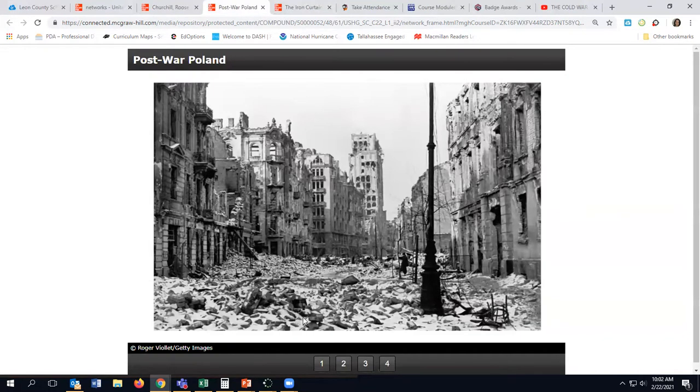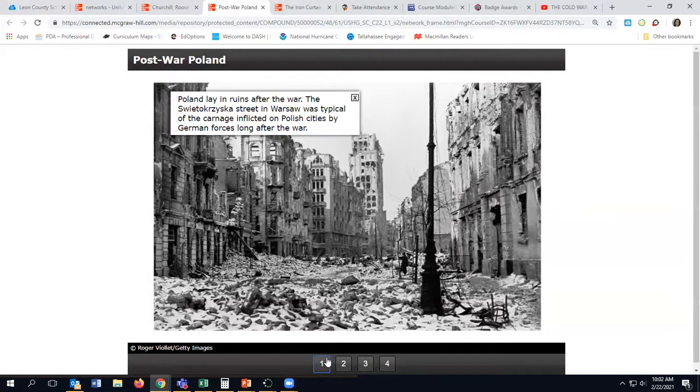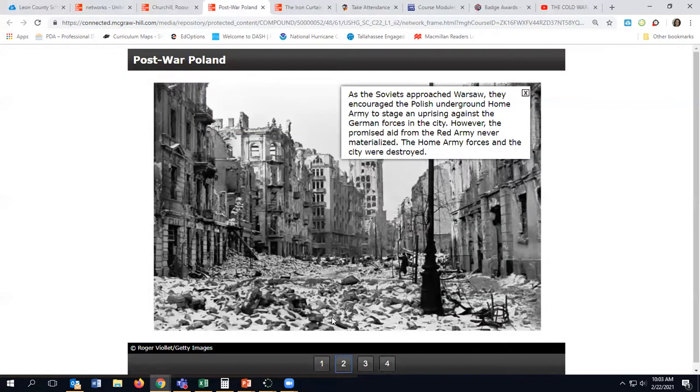So here's Poland after the war. You can see the street completely bombed out. Poland lay in ruins after the war. The Switskritska street in Warsaw was typical of the carnage inflicted on Polish cities by German forces long after the war.